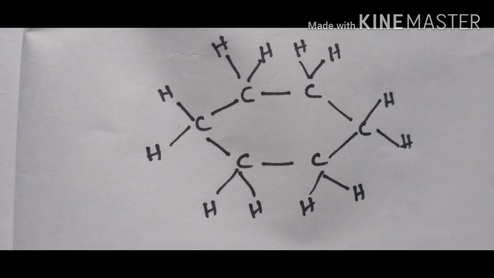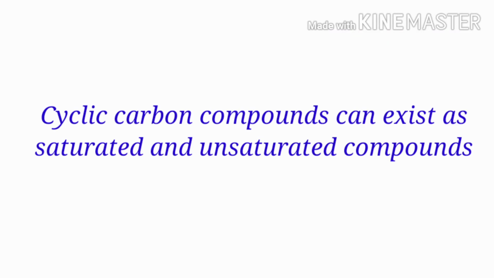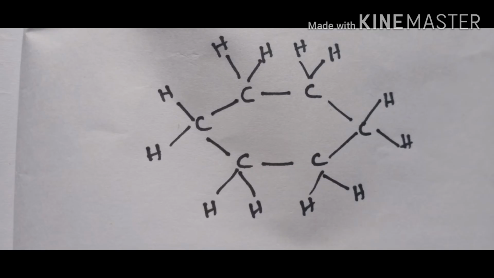If we fill the remaining valencies of carbon atoms with hydrogen atoms, we will get the structure of cyclohexane like this. These cyclic compounds can exist as saturated and unsaturated compounds. Cyclohexane is an example for saturated compounds. That is, in this compound, all the carbon atoms are linked to each other by single bonds.